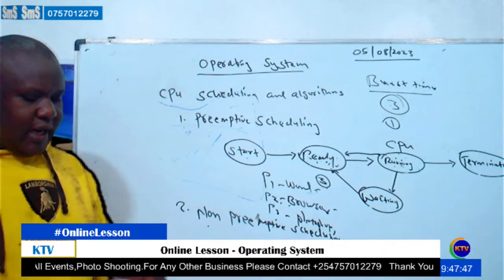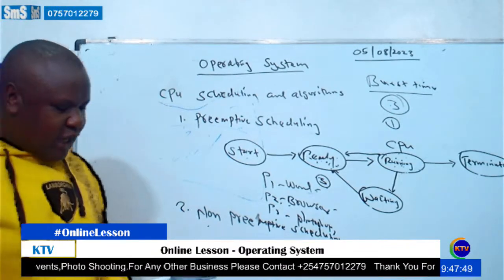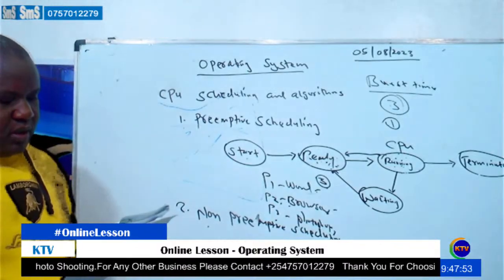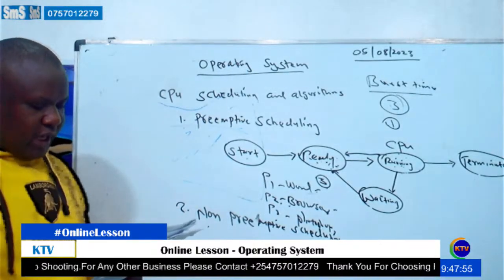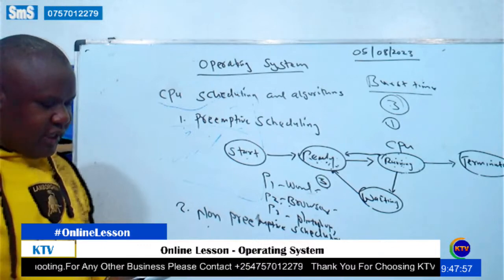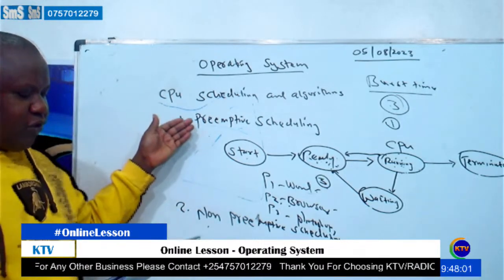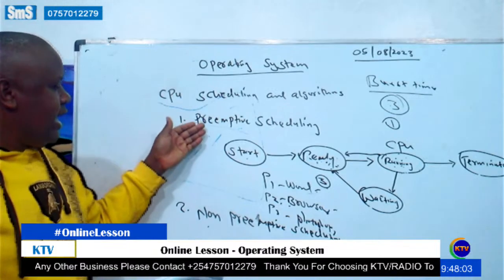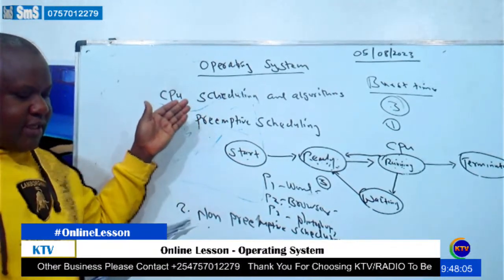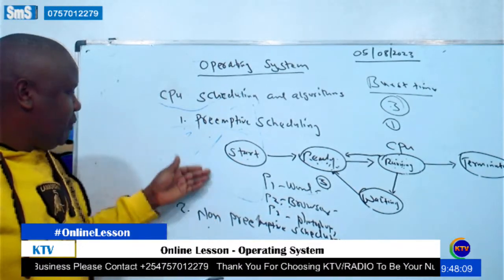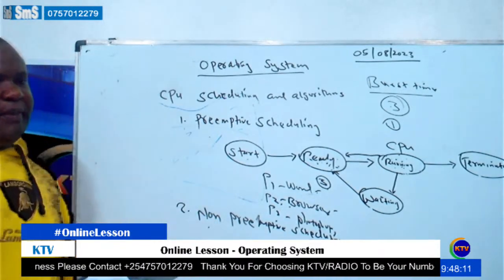So we want to look at the differences. What is now the difference? Actually, we have even seen the differences. We have talked about the interruption. A non-preemptive process cannot be interrupted in between, but for preemptive, a process can be interrupted.